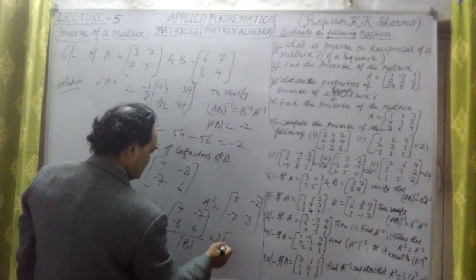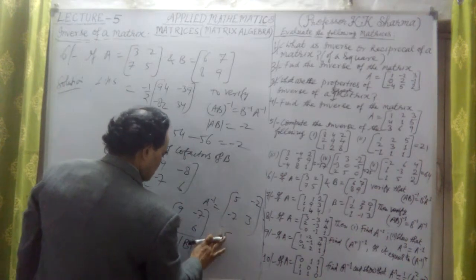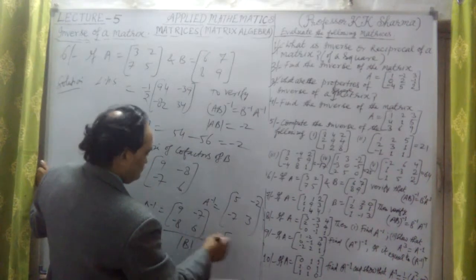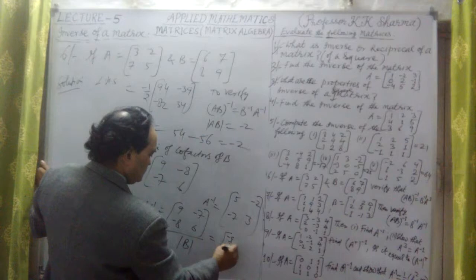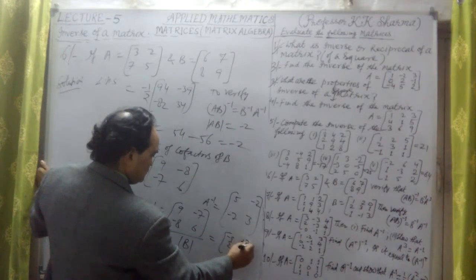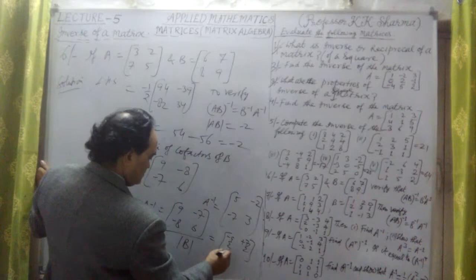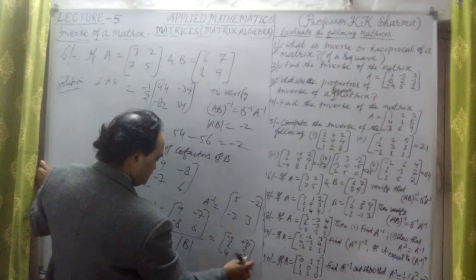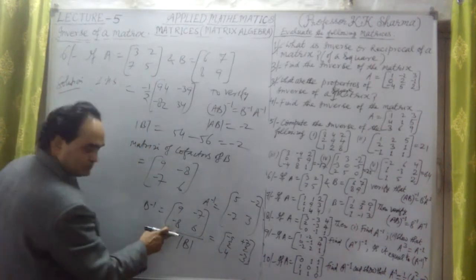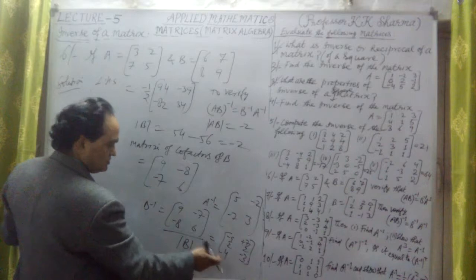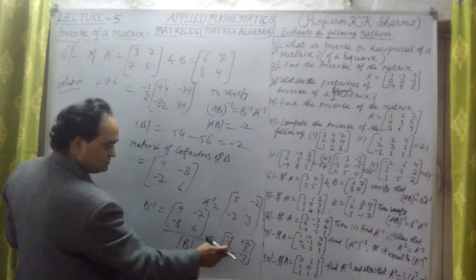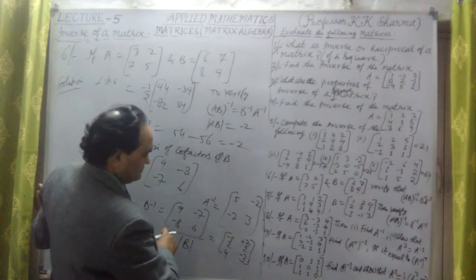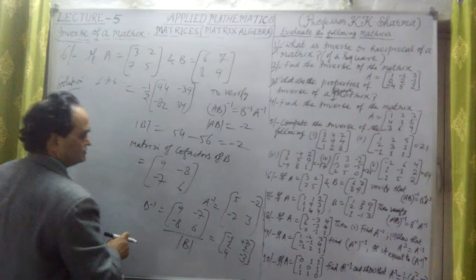It will be minus 1/2 multiplied, if I take the minus sign inside. It is minus 9/2 and plus 7/2. It is plus 4 and minus 3, because dividing by minus 2, minus 8 upon minus 2 is plus 4. 6 upon minus 2 is minus 3. 9 upon minus 2 is minus 9/2. This is positive 7/2. Okay, this is B inverse.